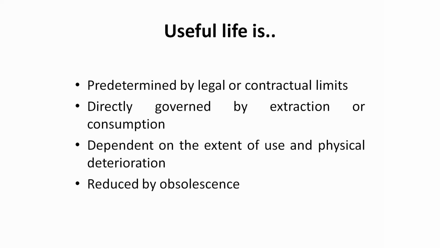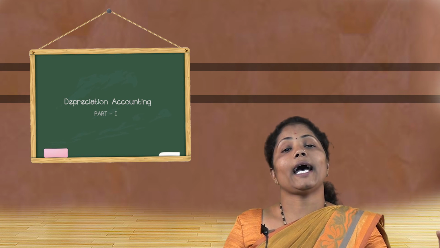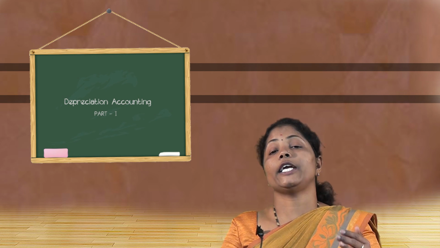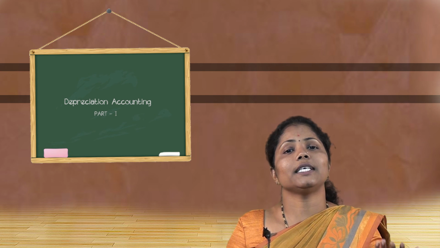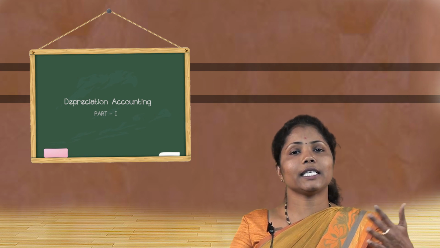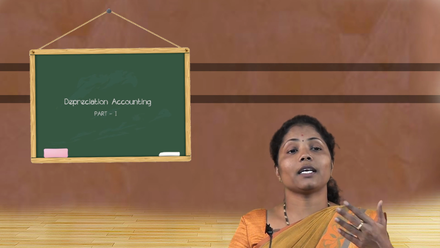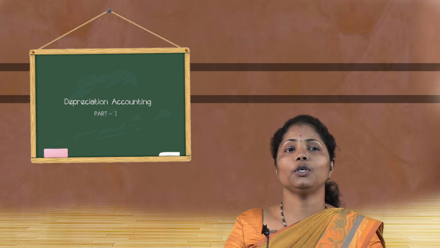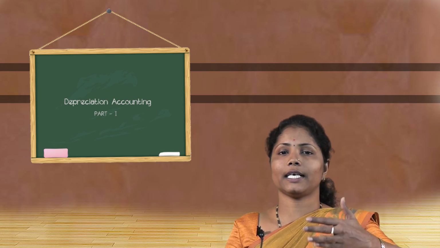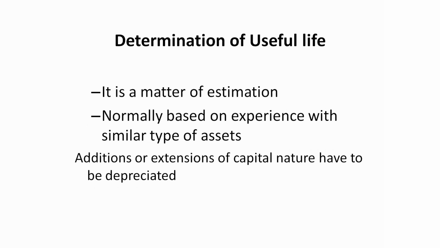Again, it is depending upon the operational process in the organization, and the useful life is reduced by obsolescence. If there is any technological changes or changes in market conditions, it leads to reduction in the value, so that the useful life of the asset will also reduce due to obsolescence. And the determination of useful life is a matter of estimation. Normally, it is based on the experience with similar type of the assets.